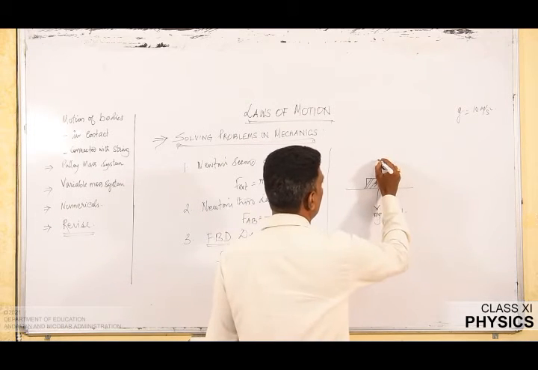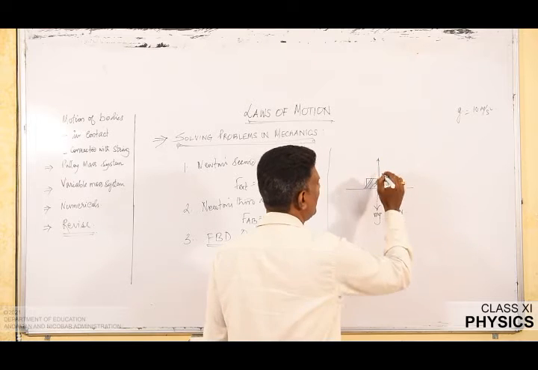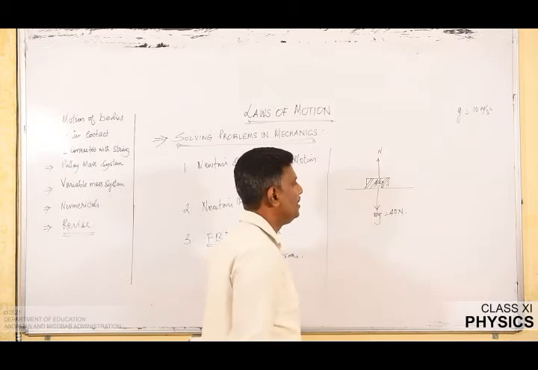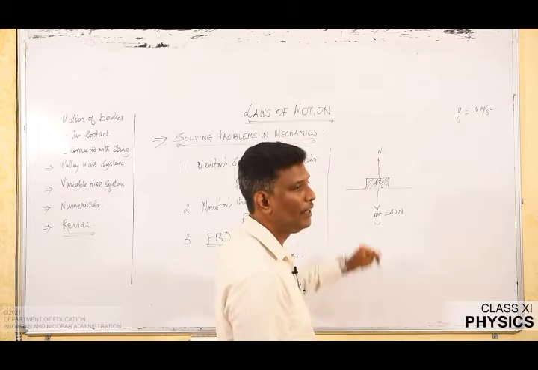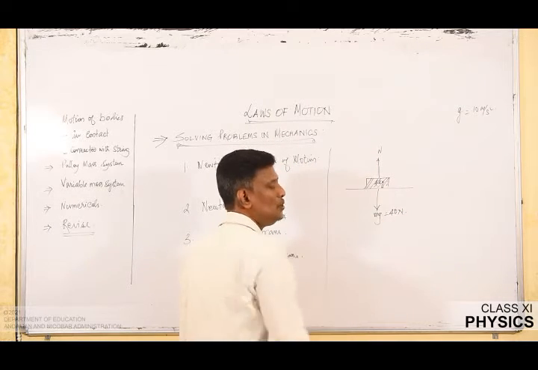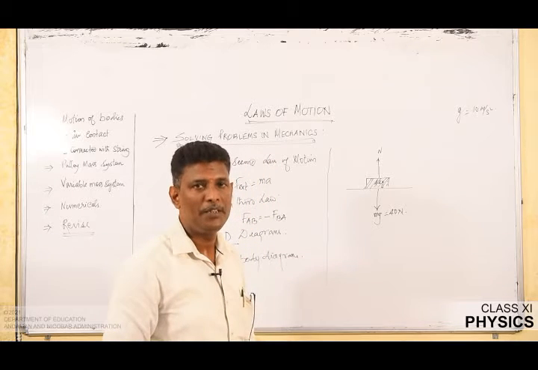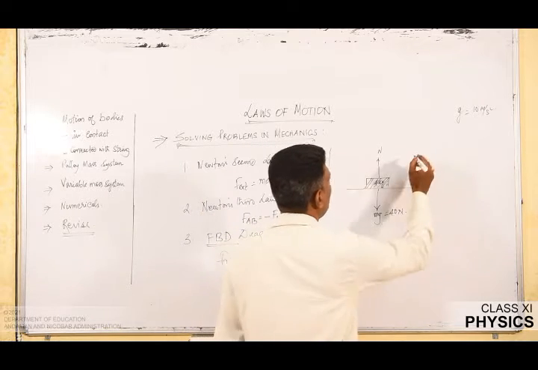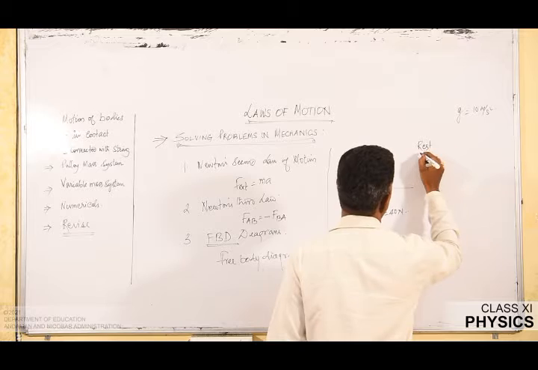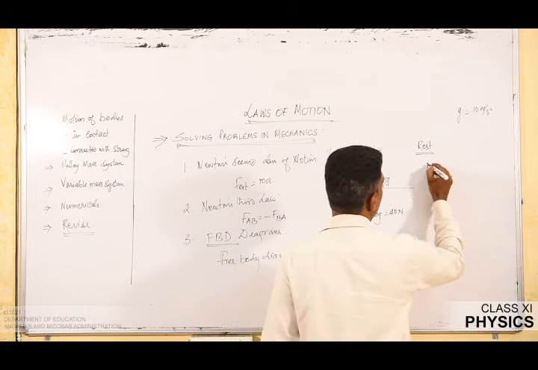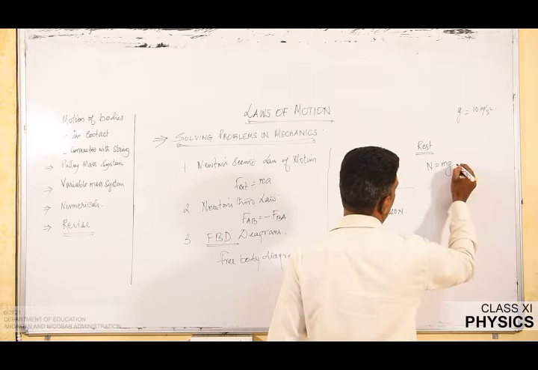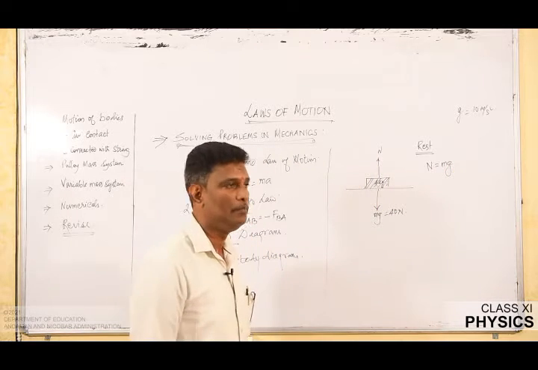So what would be the normal reaction? This is the normal reaction, it is perpendicular to this action. So action is equal to reaction, there is no change in the position of the object, that is the object is at rest. In the case of rest, N is equal to mg.